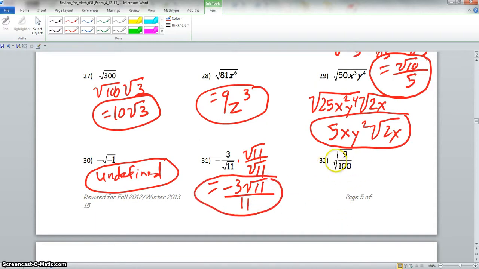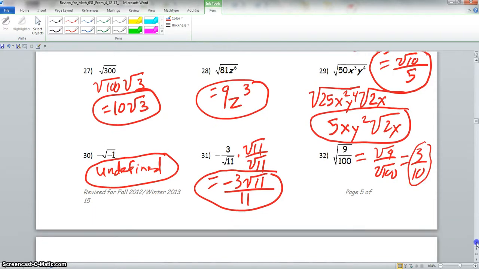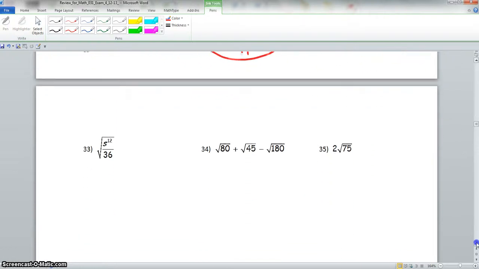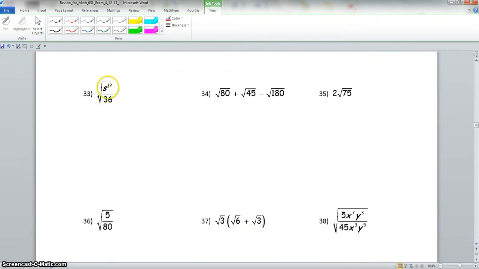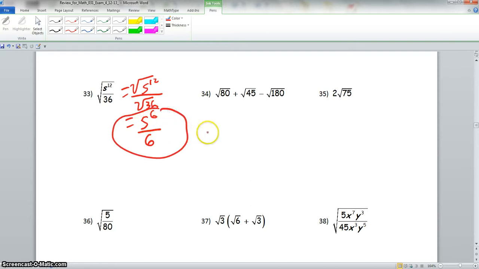Now with 32, we have the square root of 9 over 100. So it's the same as the square root of 9 over the square root of 100, which is 3/10. And that is our final answer. Now we go down here to 33. We have the square root of s to the 12 over 36. So it'll be the square root of s to the 12 all over the square root of 36, to give us s to the 6th power all over 6. Now remember, that's an s, not a 5.